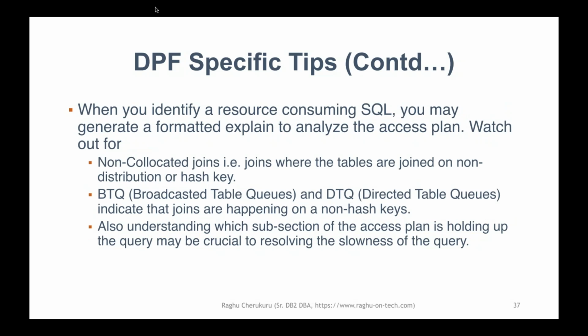Another thing to notice in a DPF environment is row shipping between the partitions. It can kill your performance. So you need to have your data collocated for your joins, or they're going to slow you down. You can monitor the row shipping between the partitions by using these table queue operators. And DPF also has this concept called subsections, and they're connected by table queues.